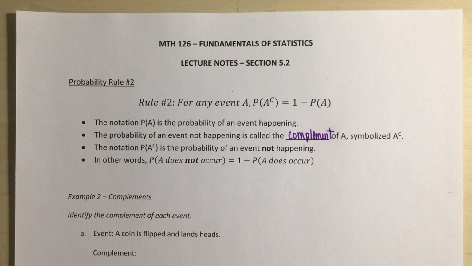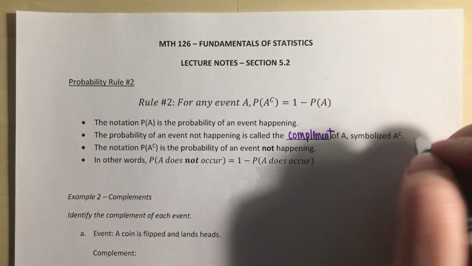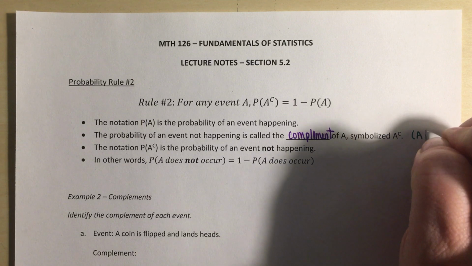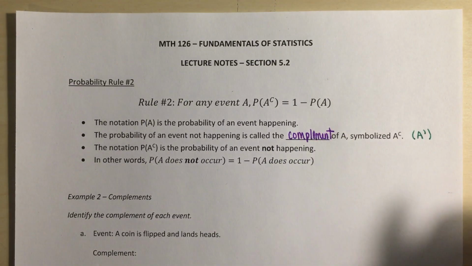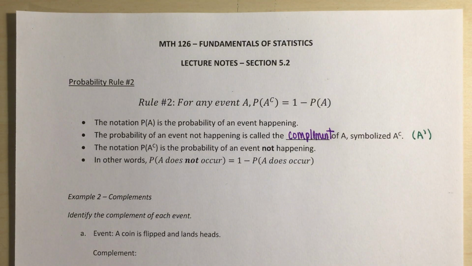Other notations, sometimes we might see A just within a little apostrophe after it. So that's another common notation. This textbook uses the A with the subscript of C, so that's what we're going to use for complement. The complement notation shows the probability of an event not happening. In other words, we're going to find the probability by taking 1 minus the probability that it does occur.